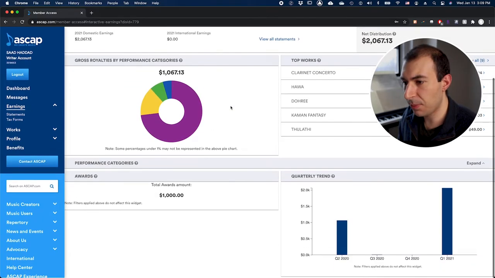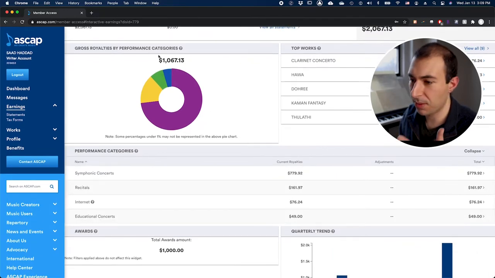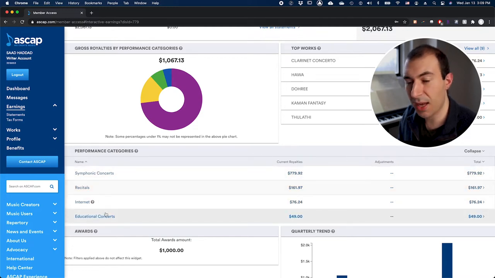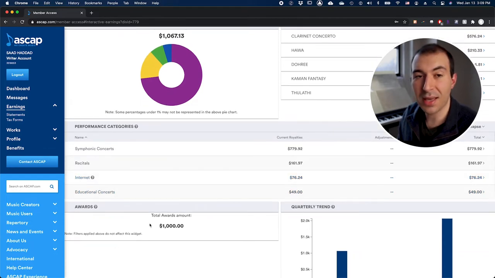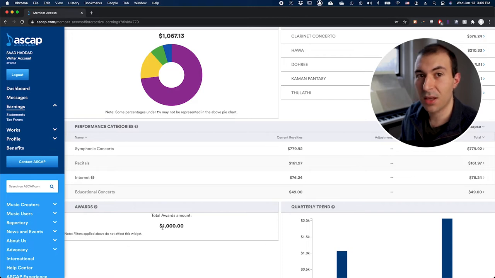If we keep going down, we see performance categories. So if I click this performance categories, it shows the same breakdown from the pie chart up here. So you see it has the same 4 categories that I had: symphonic concerts, recitals, internet, and educational concerts. We keep going down. This is where the extra $1,000 that we're missing came from. So we have $1,000 here in total awards. This I'll talk about later in the video, what this $1,000 is. So together with 1,000 and 1,067.13, we get 2,067.13 as far as the writer domestic royalties I made in the second week of January 2021.